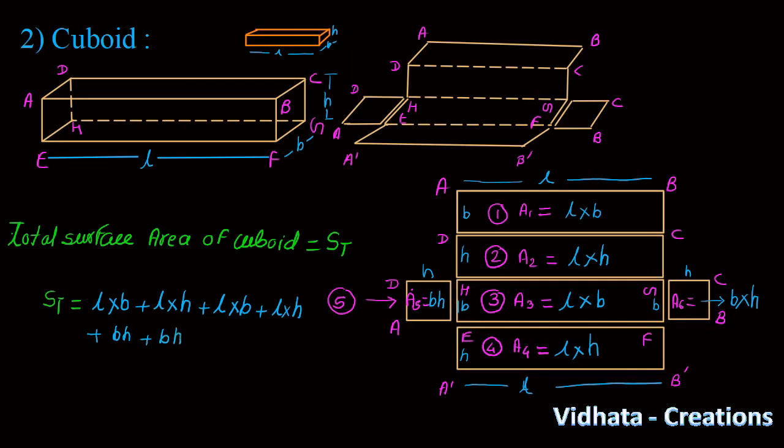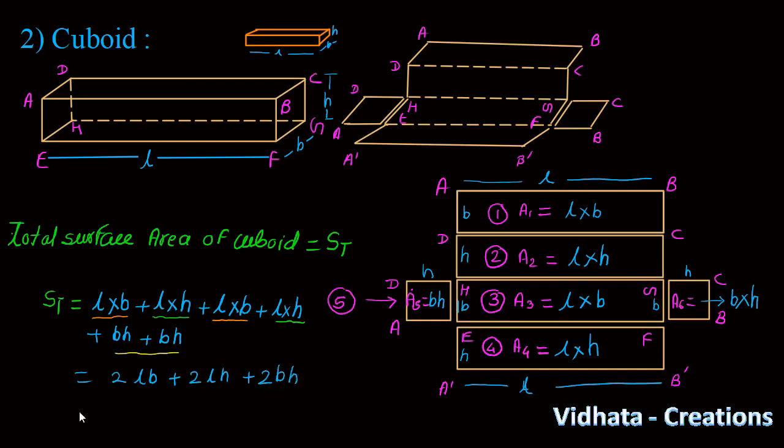Now collect the similar terms together. If you observe this sum, the total surface area, you can see there is L into B here, and again L into B, and here it is L into H and here it is L into H. Overall, L into B is 2 times, so I will write it as twice LB, plus twice LH, and again plus, BH is also twice, so twice BH.